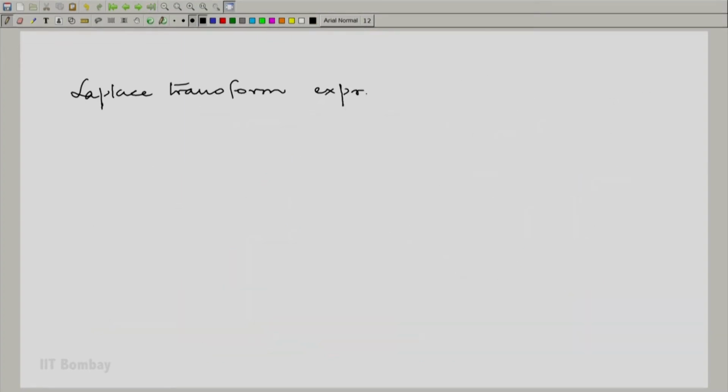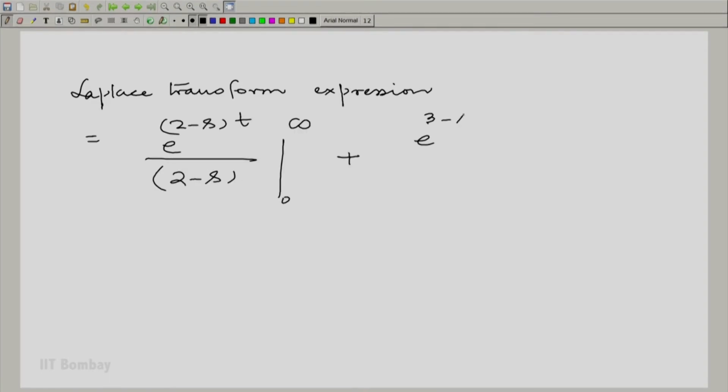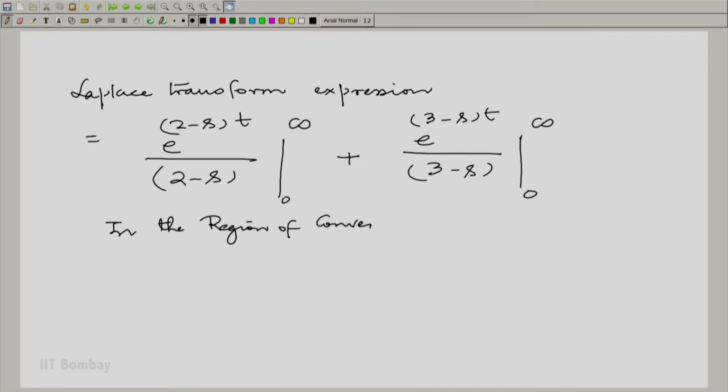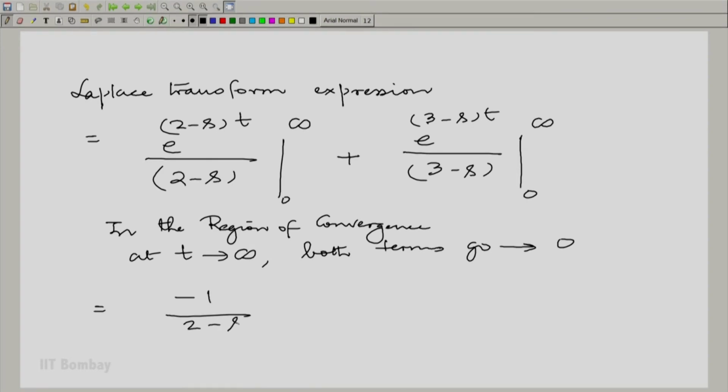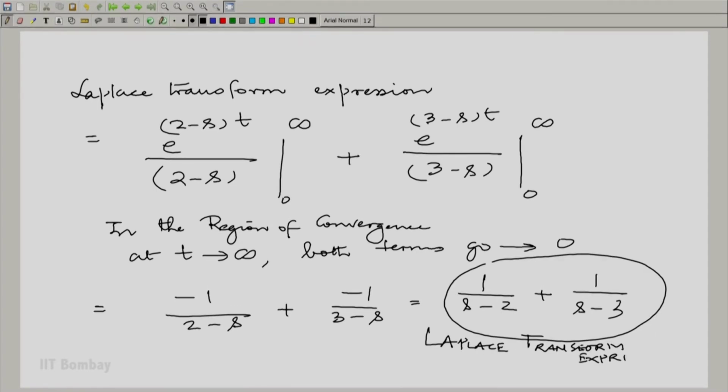So, let us write down the expression of the Laplace transform. And here, of course, in the region of convergence, both of the terms at t tending to infinity, that is the more correct way of saying it, both terms go towards 0, and therefore, what remains is minus 1 by 2 minus s plus minus 1 by 3 minus s, which is of course 1 by s minus 2 plus 1 by s minus 3. So, this is the Laplace transform expression.